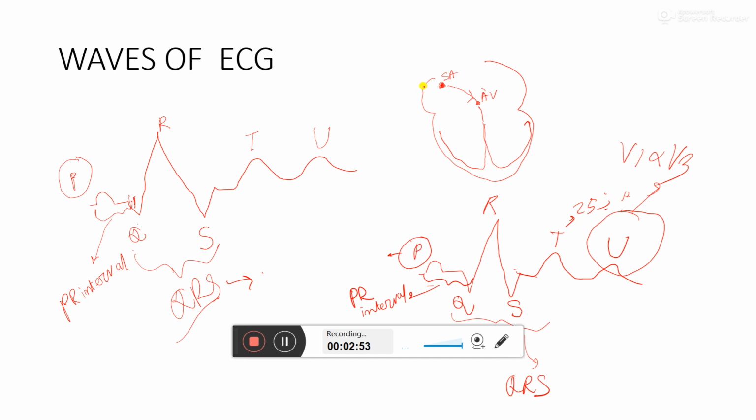Now I am discussing how the electrical rhythm is conducted through the heart. When the heart contracts, the rhythm is generated from the SA node and comes to the AV node, where some AV nodal delay occurs. Then it comes through the bundle of His, and from the bundle of His it comes via two Purkinje fibers. It is divided into two ventricles, and it contracts the two ventricles.